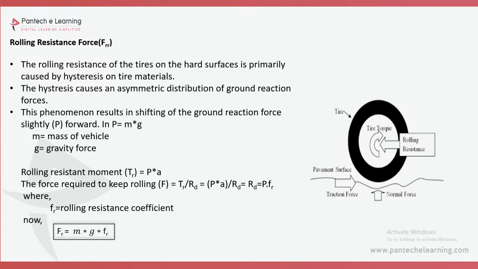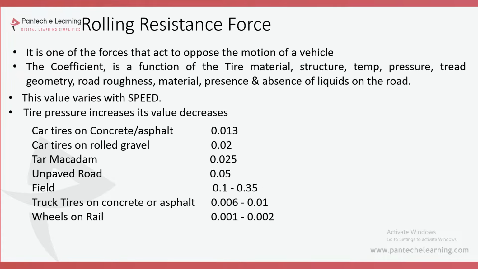So see in the next one, what is meant by coefficient? The coefficient is a value generated by the tire materials. It is one of the forces acting opposed to the motion of the vehicle. The coefficient is generated from the tire material structure, temperature, pressure, tread geometry, material properties, and the absence of liquid on the road. So that is the coefficient value. When you design a vehicle, you have to choose the coefficient values from online also.